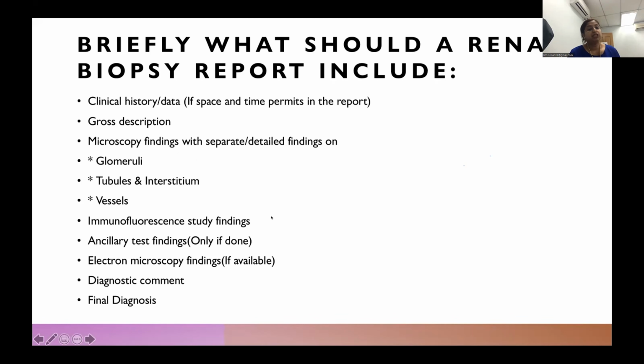Immunofluorescence study findings need to be included as well. And if you have an ancillary test, for instance, Congo red for amyloidosis, that's an ancillary test, so you also add it in. You may not do ancillary tests for every case, just for necessary cases, okay? An electron microscopy finding, if it is available and there is a necessity to do it, then you can add it in. And finally, you need a diagnostic comment and final diagnosis.